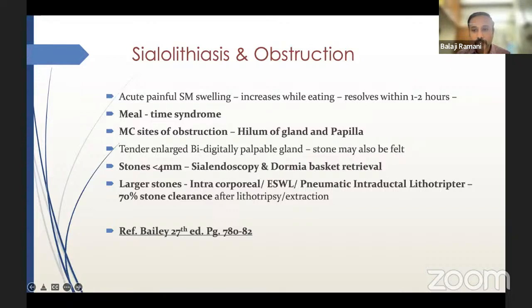Now, this is something which was new to me. This is all there in Bailey, no big book. It is all there in Bailey. If you look at it, no other book actually gives you a perfect thing like Bailey. Among the textbooks that you read, as far as salivary gland is concerned, Bailey gives a very good picture of everything.